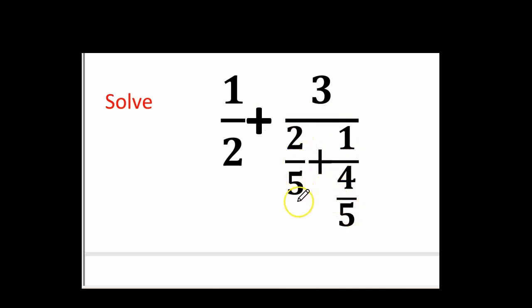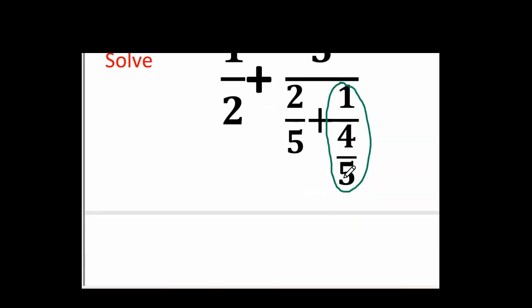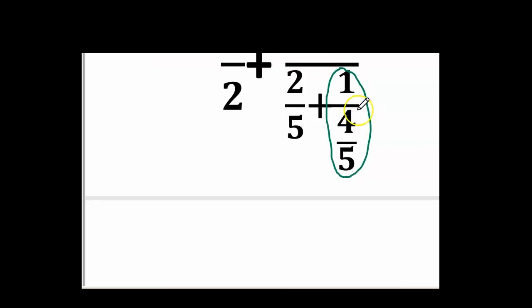Now here you have 2 over 5 plus 1 over 4, then over 5. So how are you going to handle this? This is what you're supposed to first of all do. You're going to circle this. We're going to trash this first. So how are you going to solve this? This is like dividing 1 by 4 over 5.